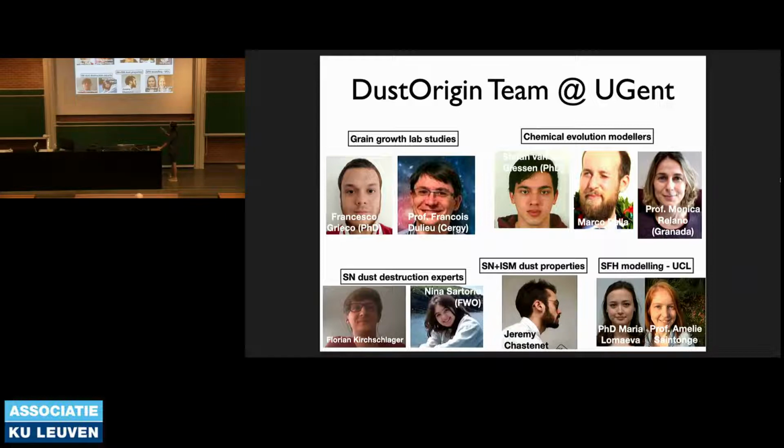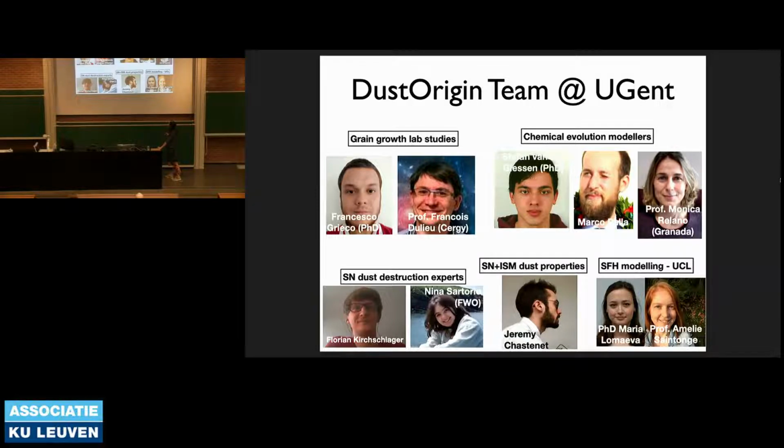We have here the grain growth experts. This is a joint PhD student doing lab experiments in Cergy with Professor François Delieu. Then we have a few people doing chemical evolution modeling. Stefan is a PhD student. Marco just started back in April, and we're doing this in collaboration with Monica Relano. Then we have two supernova dust destruction experts who just started. Nina started in April and Florian started in June, so he arrived just earlier this week.